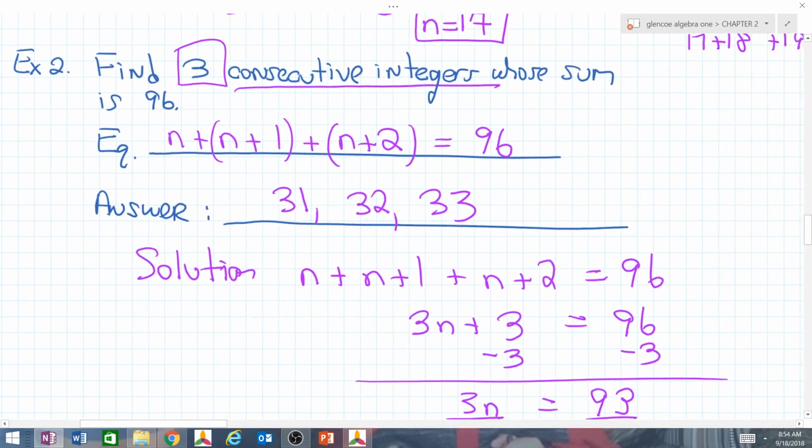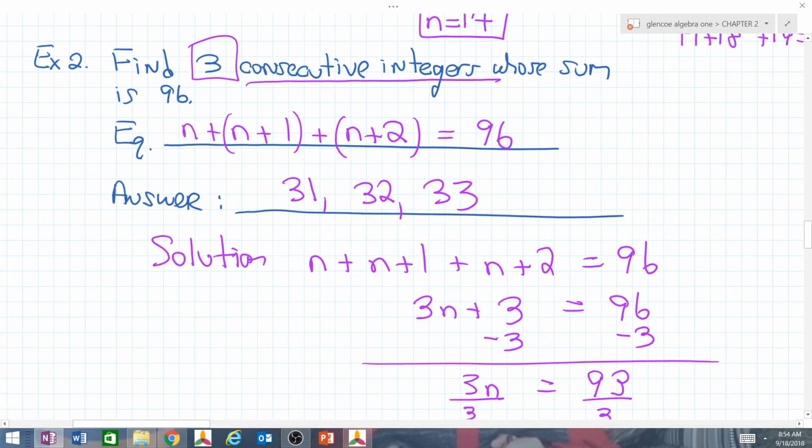So let's look at it one more time. Find 3 consecutive integers whose sum is 96. You must write the equation. Does everyone understand? Then you can do your work. Your answer, the 3 integers, go here. What should you always do with those 3 numbers? Add them up to make sure they equal the sum.